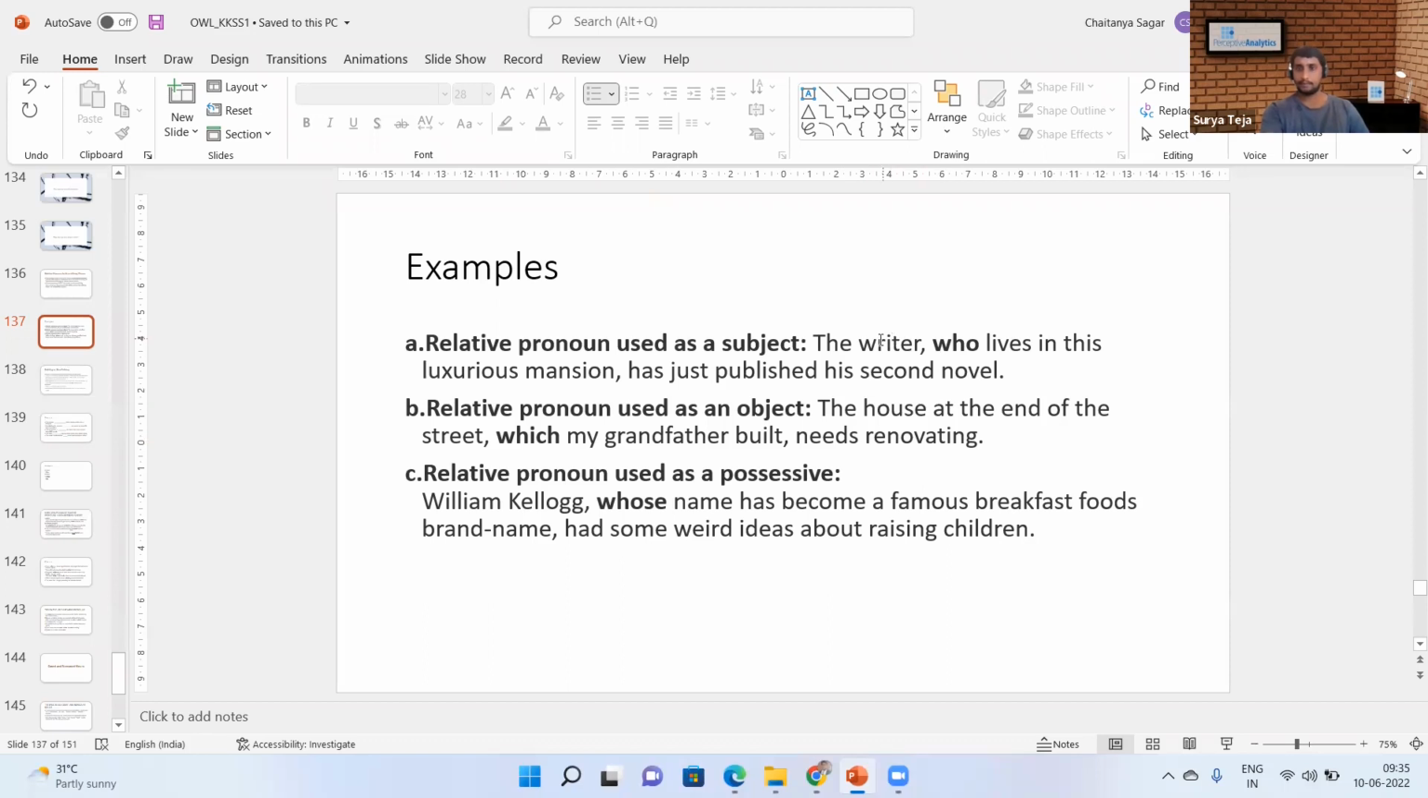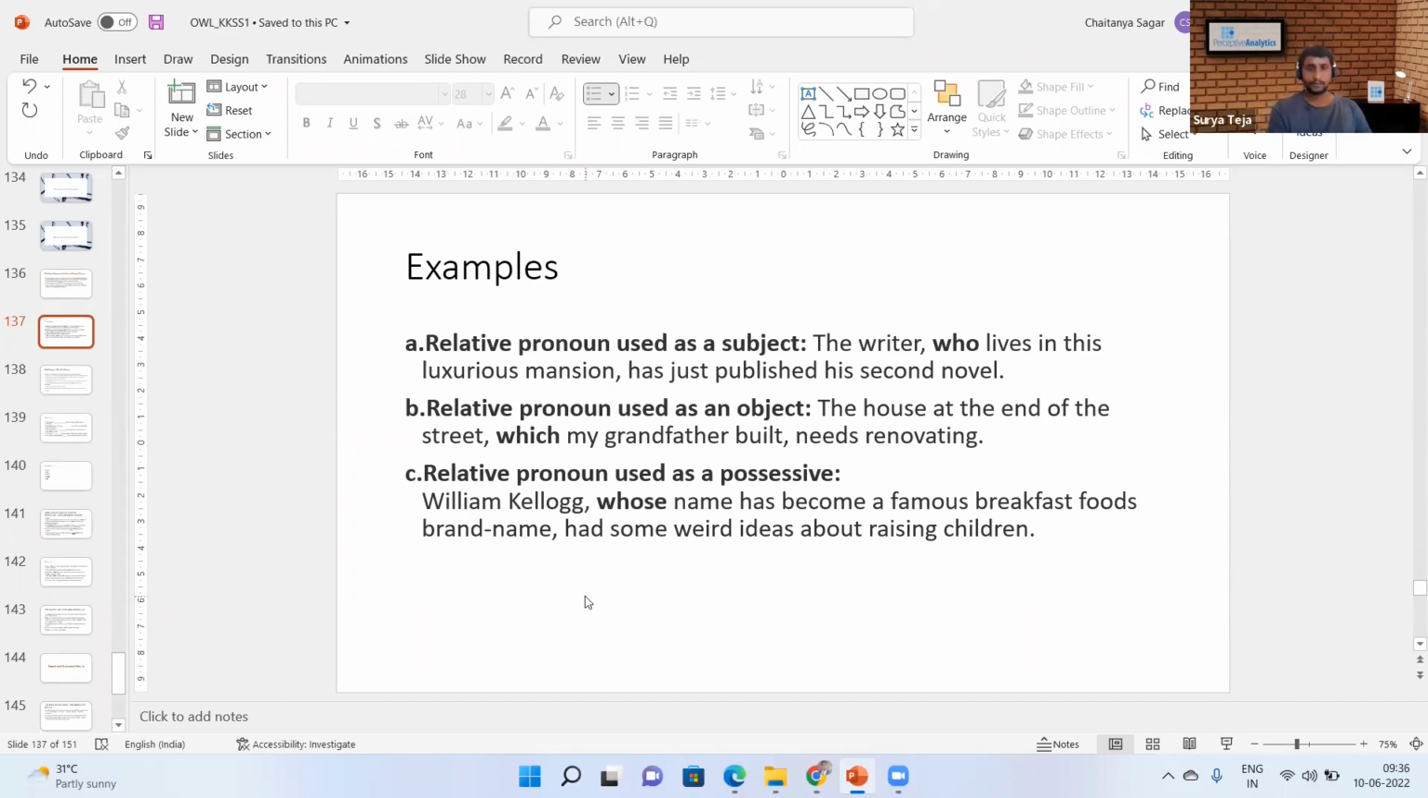In case the thing we are referring to is a person, like the writer, we have used who. So whenever you are confused between who or which as the relative pronoun, for people always use who, and for things use which. That's what we have to follow in relative pronoun usage.